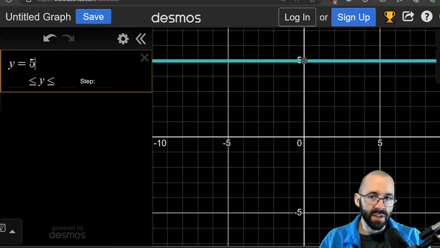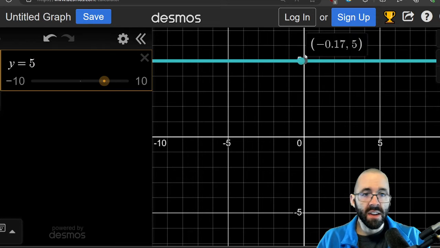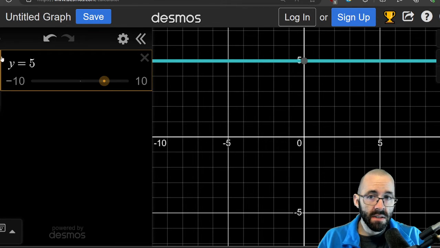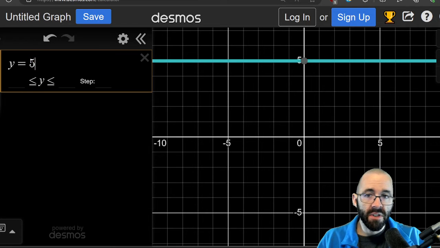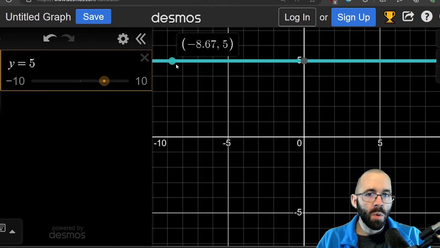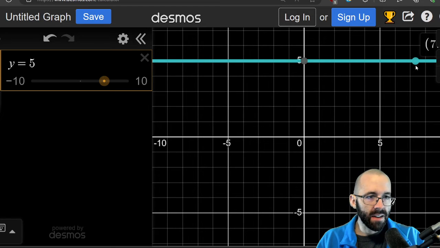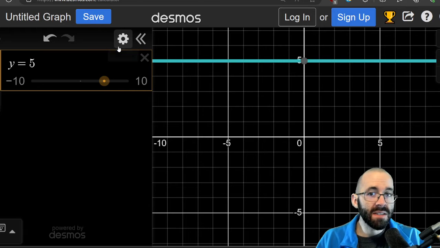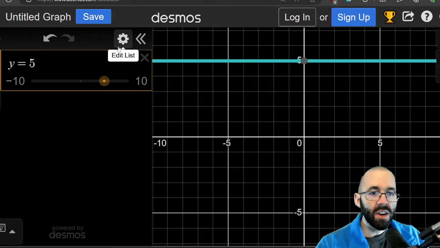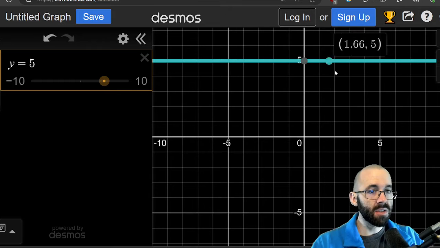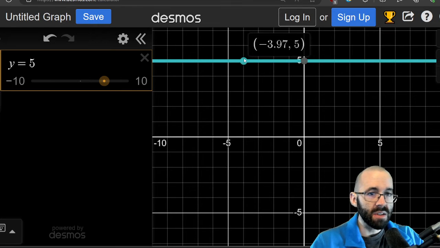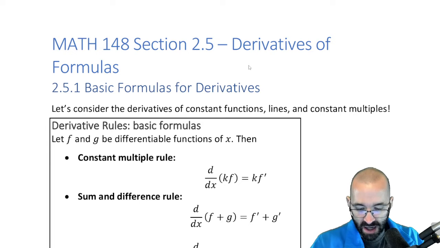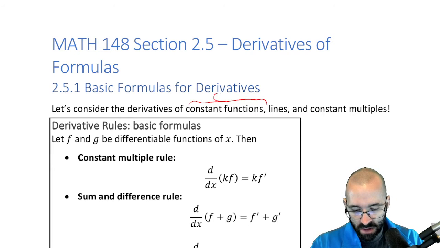If I have a constant function, what do you think the derivative is going to be? Constant functions look like this. They look like horizontal lines. The derivative of a constant function is going to be the slope. Well, no matter where I am on this line, what do you think the slope is? It's going to be 0. The derivative of a constant function is 0 because the slope of a constant function is 0. It's a flat line. All constant functions look the same. So derivative of constant functions, 0.